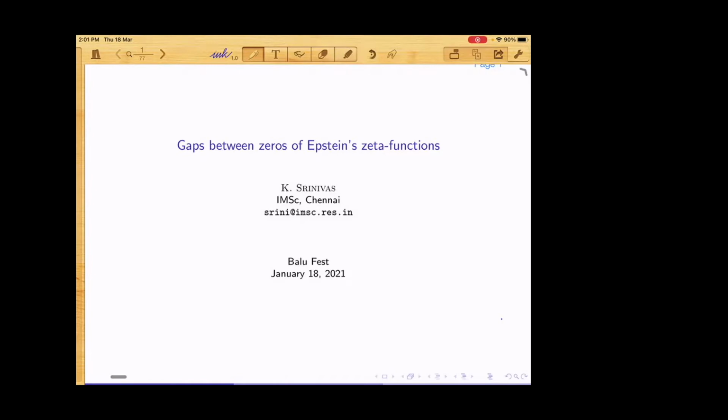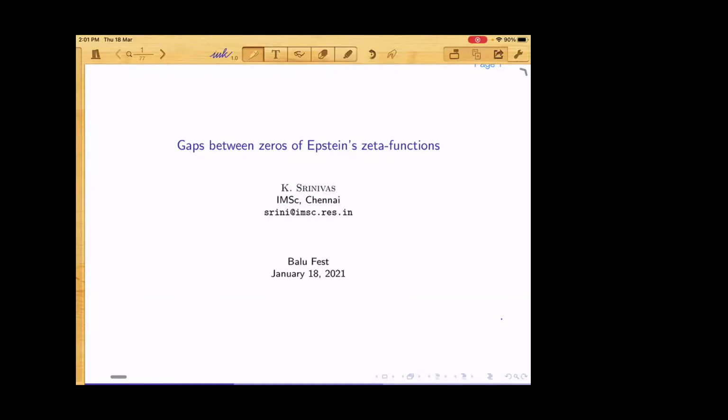And I thank the organizers for such a wonderful event. Unfortunately, it is online. It would have been much nicer to have a physical meeting in Chennai. And so my talk is gaps between zeros of Epstein zeta function.